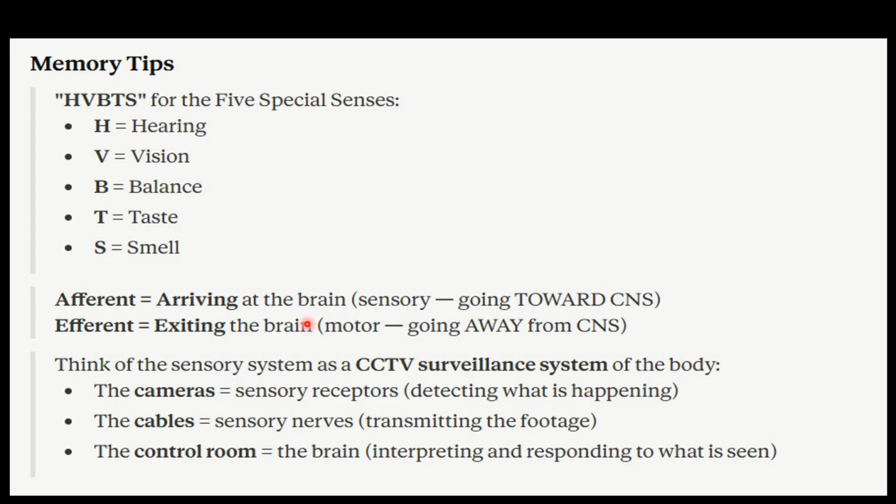Now one last example that you can relate with your sensory system. Think of the sensory system as a CCTV surveillance system of the body, where the cameras are the receptors that detect what is happening, cables are the sensory nerves that transmit the footage, and the control room is the brain interpreting and responding to what it has seen. Clear? So I think with these things you can easily relate and recall the topic during your interviews and exams.